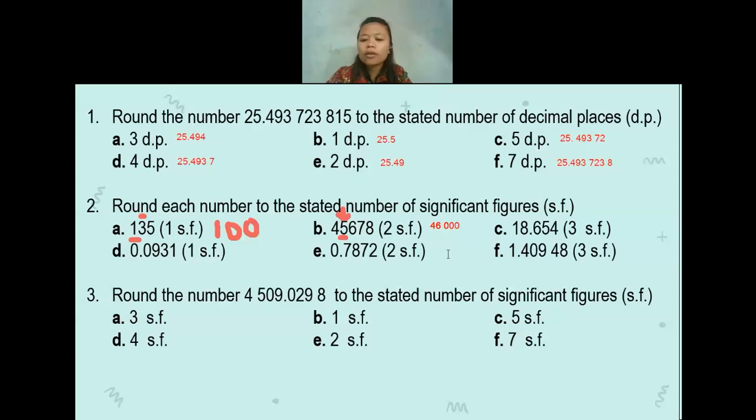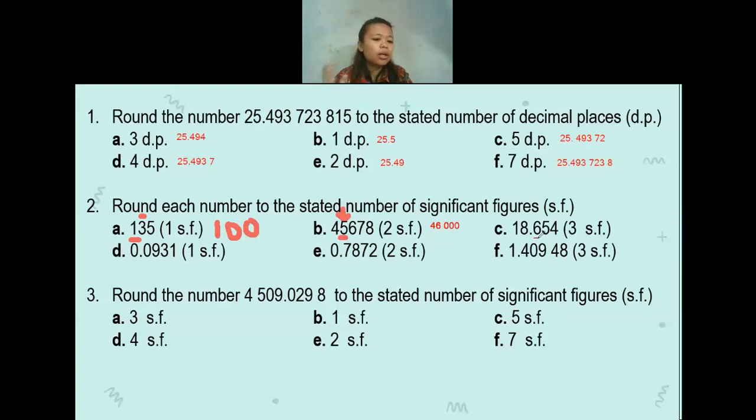Is there anyone who is confused, or maybe my explanation is not clear enough for you? Do I need to explain it again? Hello? Is everything clear? Okay. If everything is clear, I will move to question C. It says three significant figures. So it means we need to find the third significant digit.